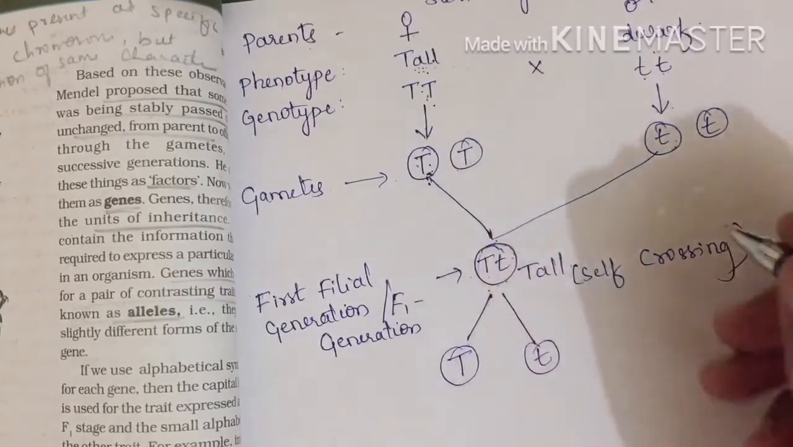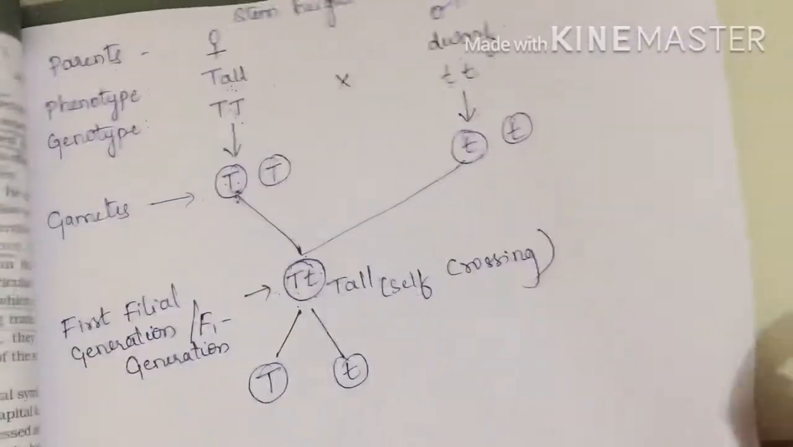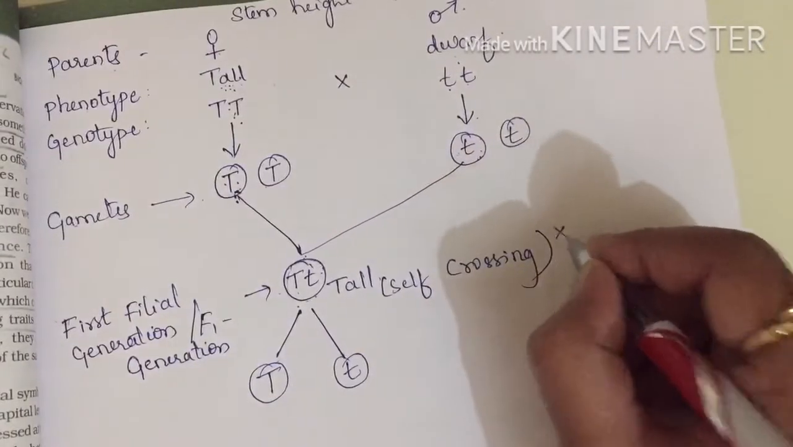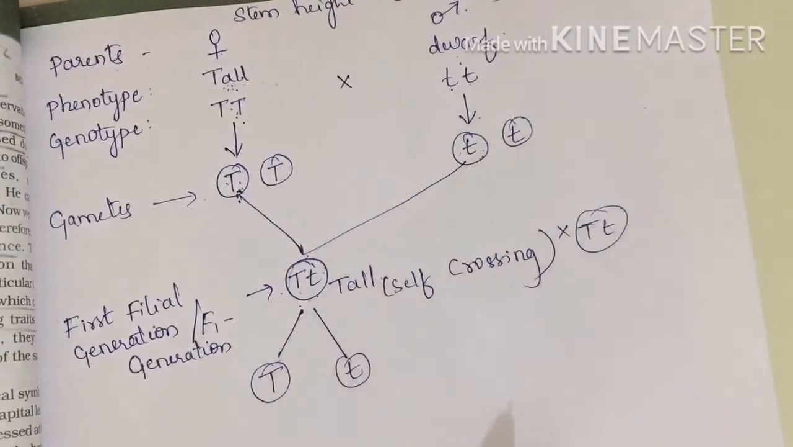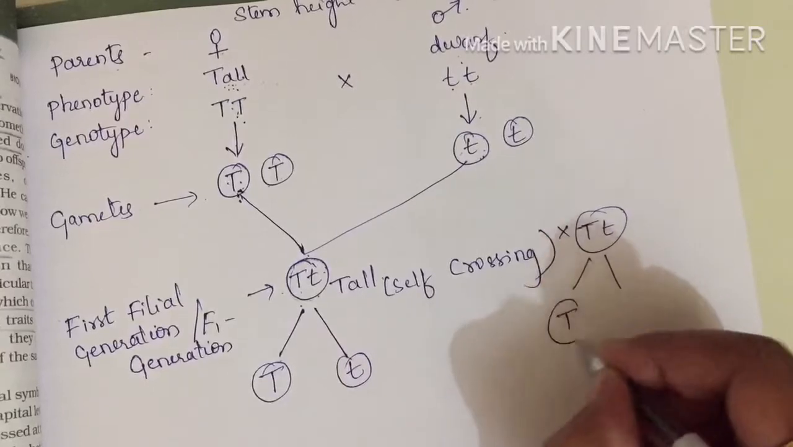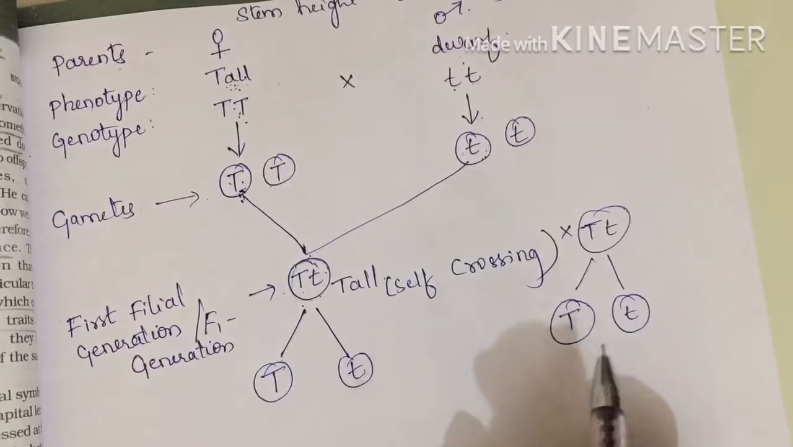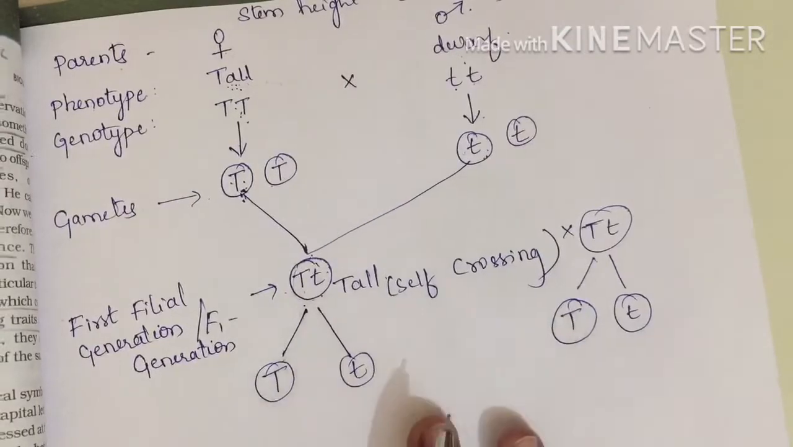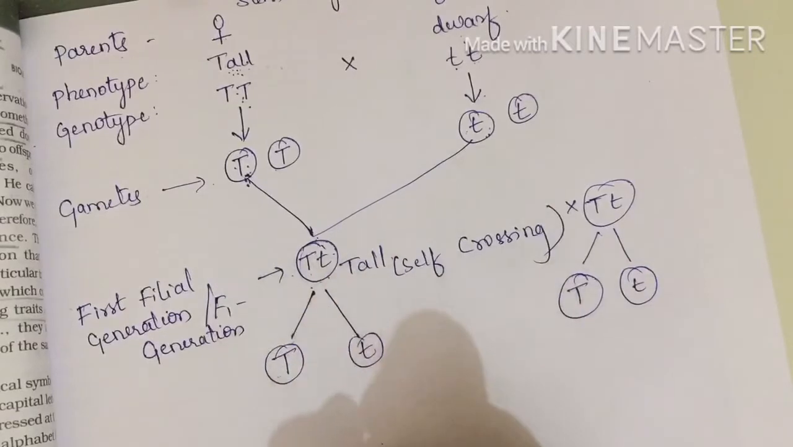If I am talking about self-crossing, I am choosing one more here, capital T, small t, one more plant or from the same plant. Then you can find you'll get capital T, one gamete, and small t, another gamete. These are the two gametes which you will get here. Now after production of gametes, what happens? There is fertilization.